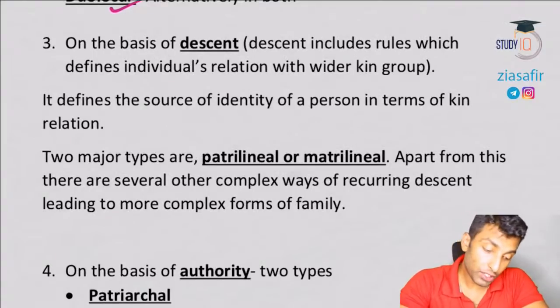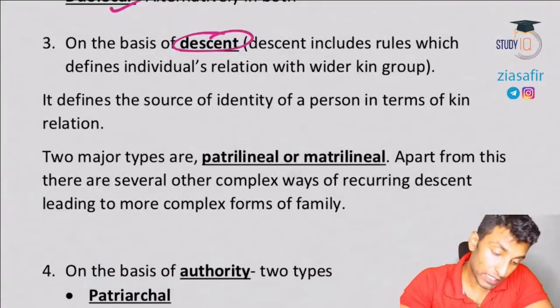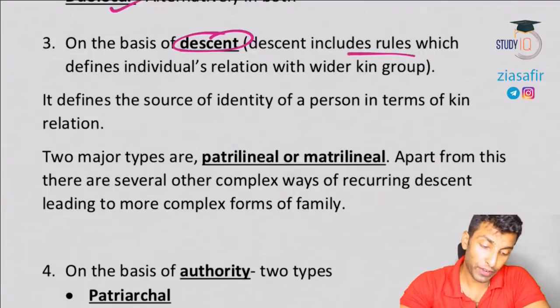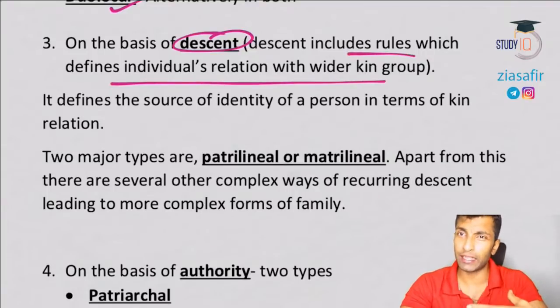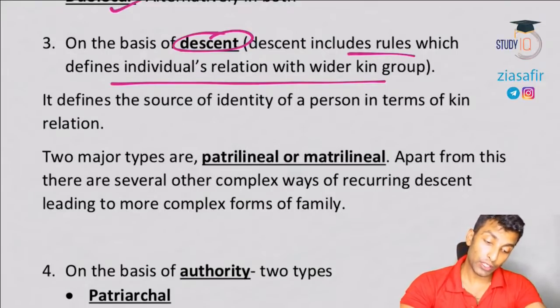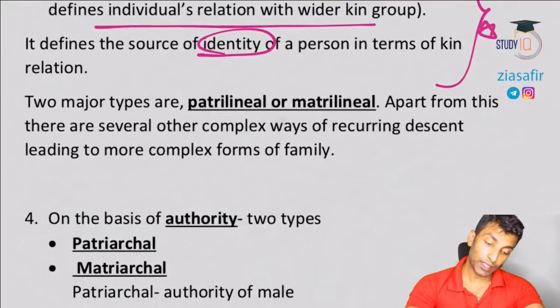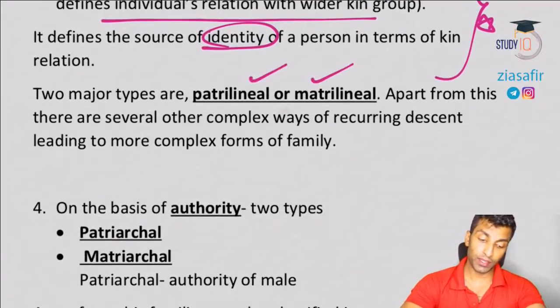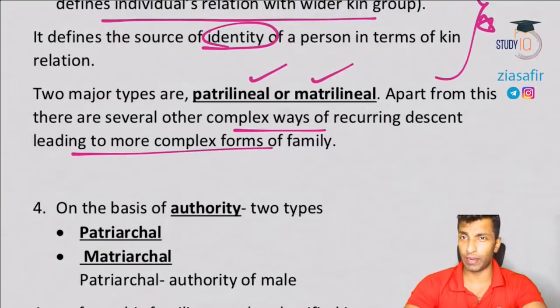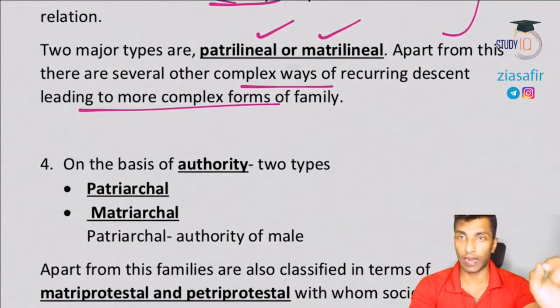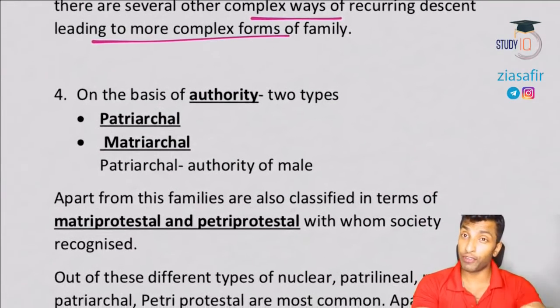Now on the basis of descent, that is the third one. Descent includes rules which define an individual's relation with the wider kin group. I'll explain this in the next discussion. It defines the source of identity of a person in terms of kin relation. So this part you don't need to worry about, we will be discussing it separately. Two major types are patrilineal and matrilineal. Apart from this, there are several other complex ways of reckoning descent leading to more complex forms of family like bilateral family, etc. We will discuss it under the topic of lineage and descent, not here. Here we have enough content now.